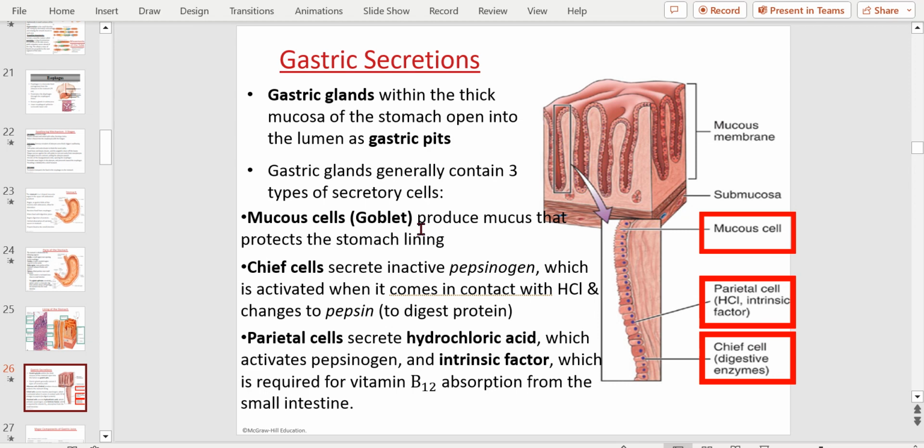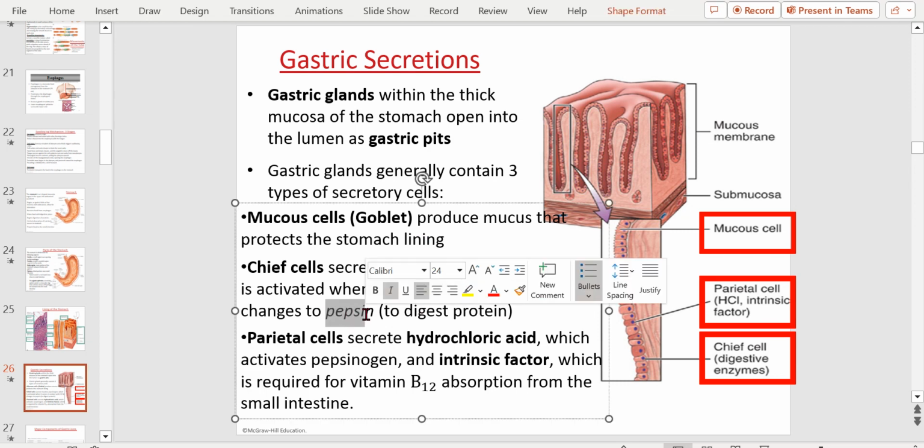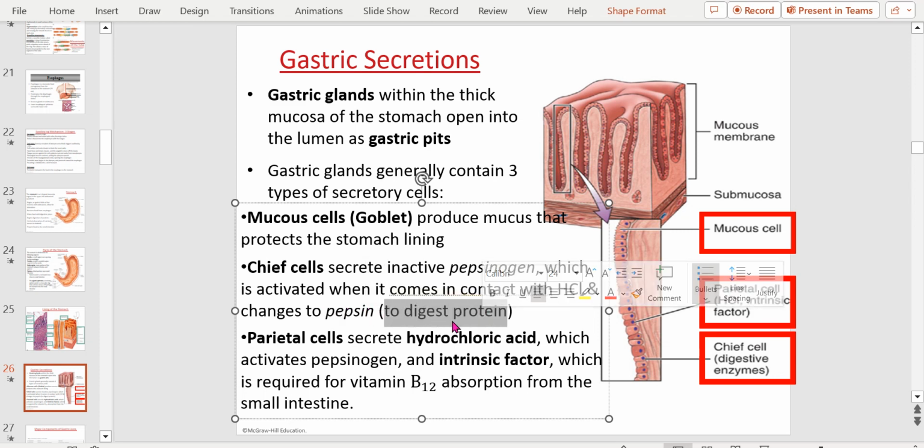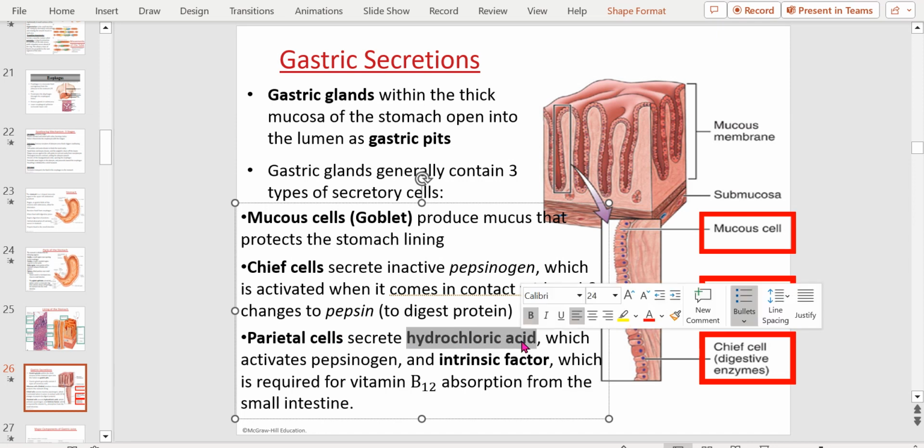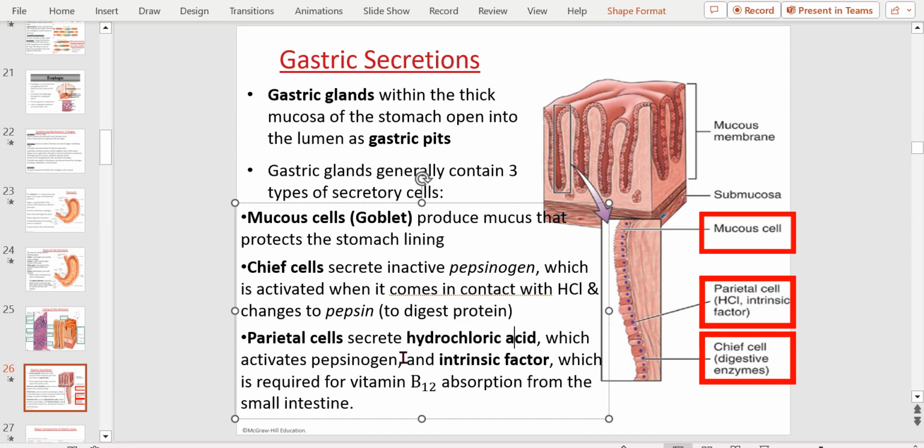Chief cells secrete inactive pepsinogen, which is activated when it comes in contact with hydrochloric acid and changes to pepsin. Now it's ready to digest protein. Parietal cells, these guys here, secrete hydrochloric acid, which activates the pepsinogen, as well as intrinsic factor, which is required for B12 absorption from the small intestine. So: mucus cells, goblet cells, chief cells, parietal cells.